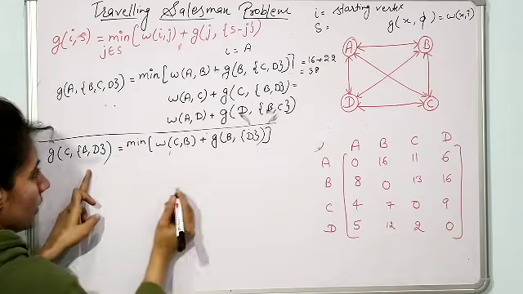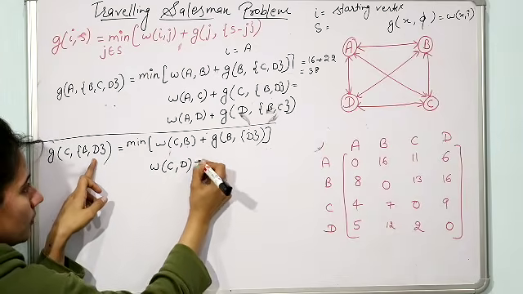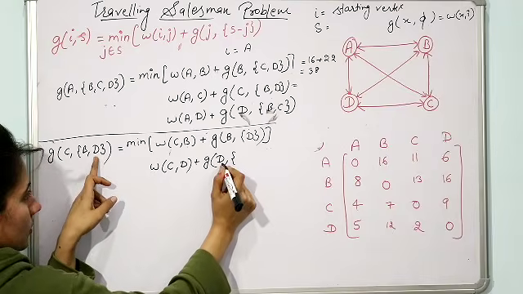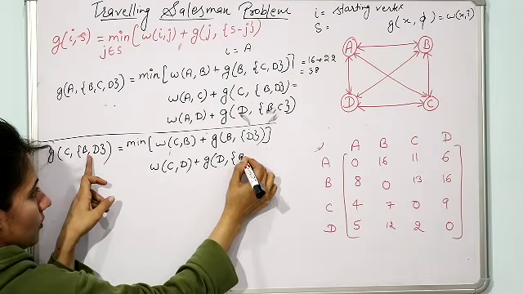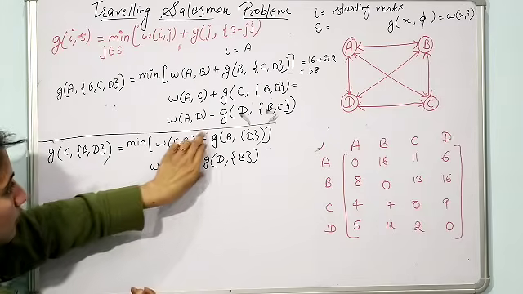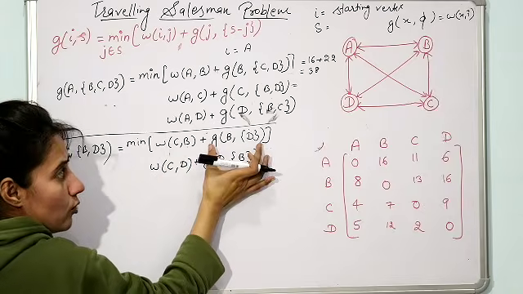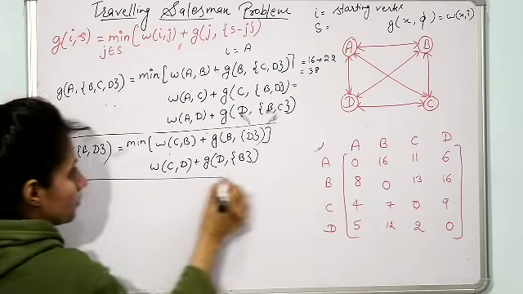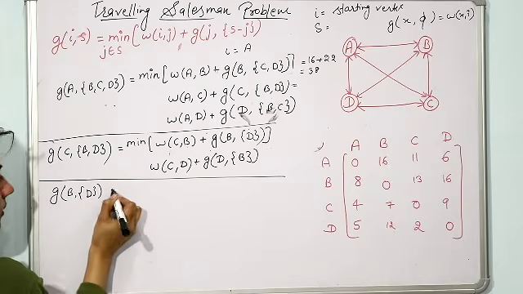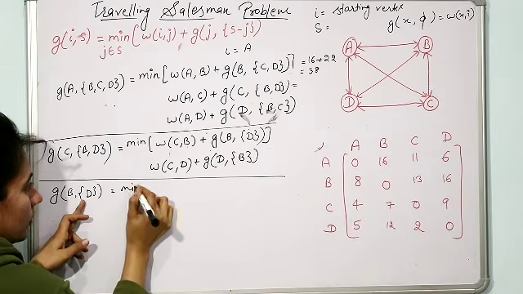D only. Fine. And the next choice we have is from C we can go to D, plus G of D, and here if D is selected we remove D from the set, then the only remaining vertex is B. So you have to select the minimum of these two values. Now for finding this value, you have to find this value first, because this is a recursive call. Now let us find G of B and D. Apply the same formula. See, here we have only one choice, although we can write minimum here.